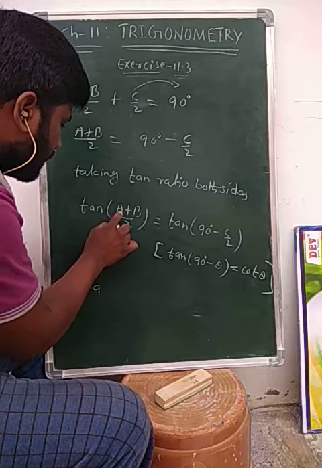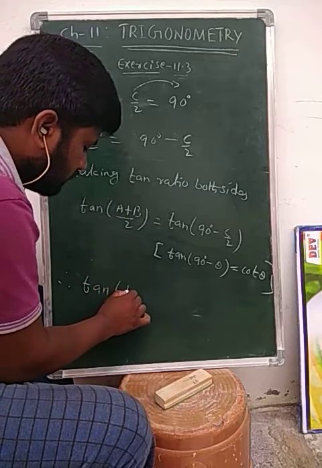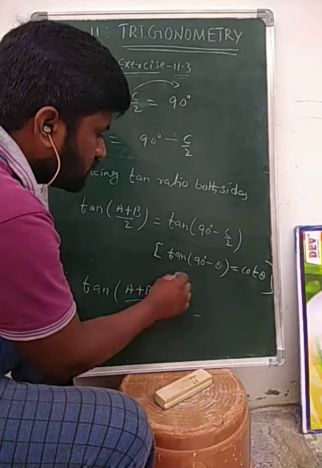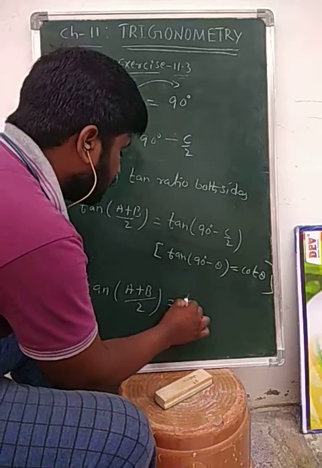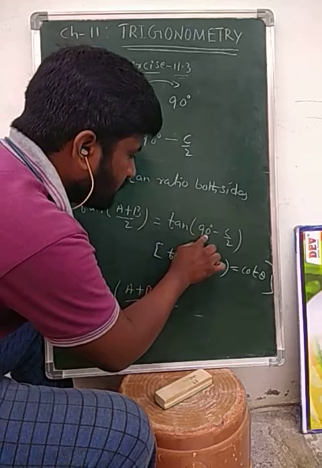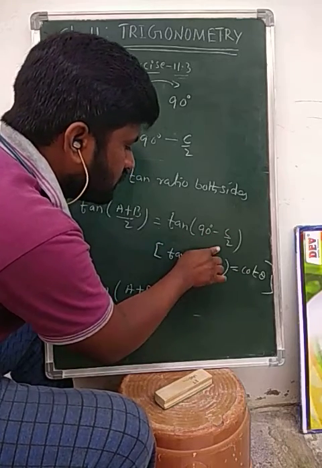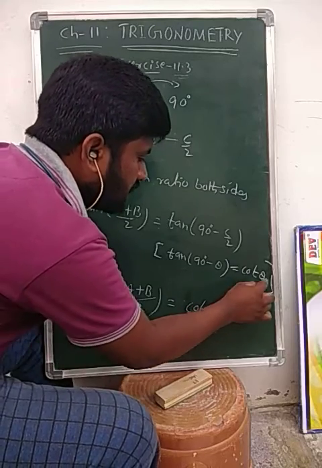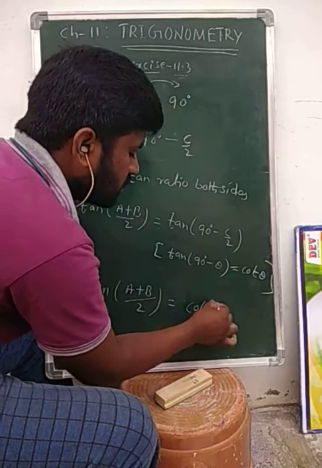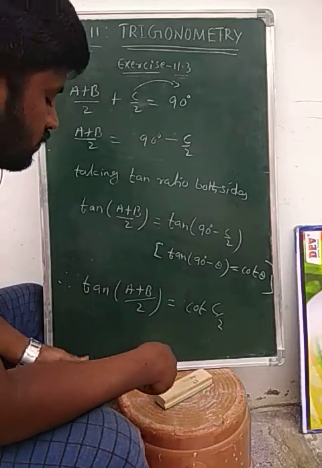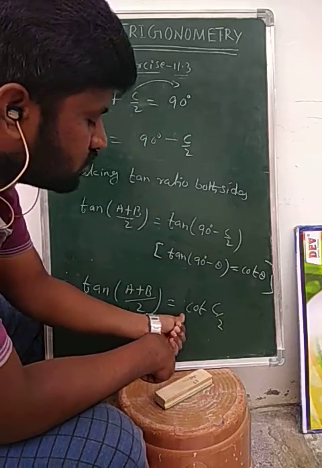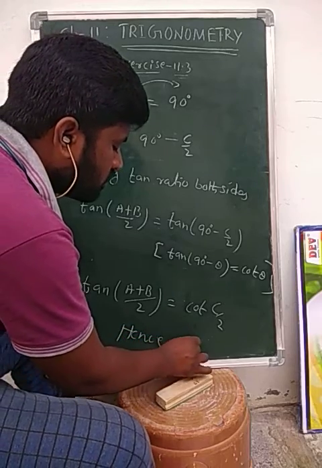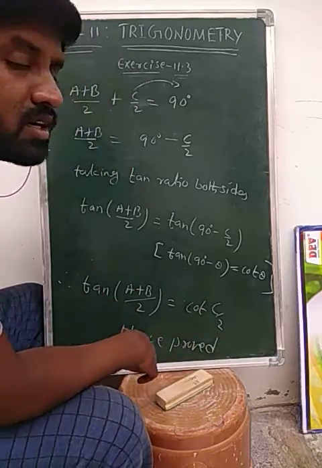Therefore tan of a plus b by 2 is equal to tan of 90 minus c by 2. Tan 90 minus theta is cot theta, so that is cot c by 2. So this is the required answer. Tan of a plus b by 2 is equal to cot c by 2. Hence proved. Okay, so this is the required answer for this question.